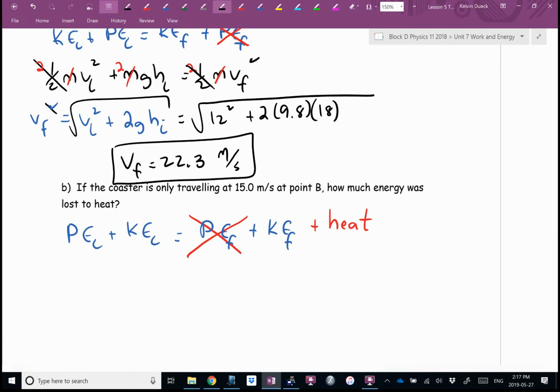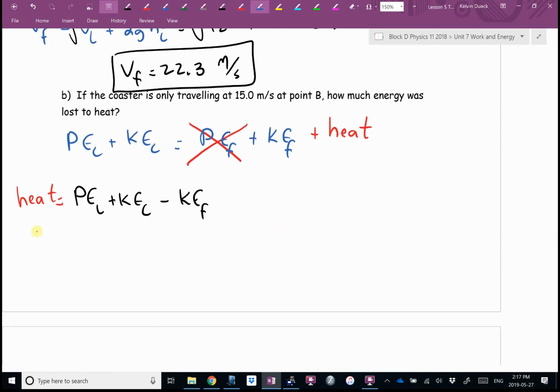So I guess the whole left side drops down: potential initial plus kinetic initial minus kinetic final. And I'm going to put the equals heat over on this side by itself. Heat is going to be potential mgh initial plus kinetic, a half mv initial squared, minus a half mv final squared.